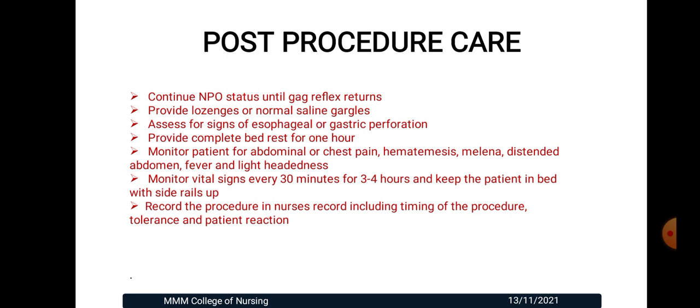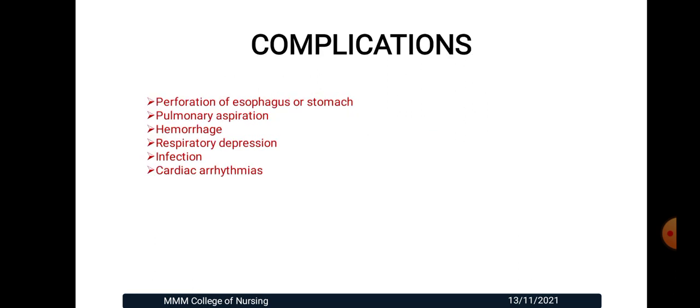Monitor vital signs every 30 minutes for 3 to 4 hours and keep the patient in bed with side rails up. Record the procedure in nurse's record, including timing of the procedure, tolerance, and patient reaction. Complications: perforation of esophagus or stomach, pulmonary aspiration, hemorrhage, respiratory depression, infection, and cardiac arrhythmias.